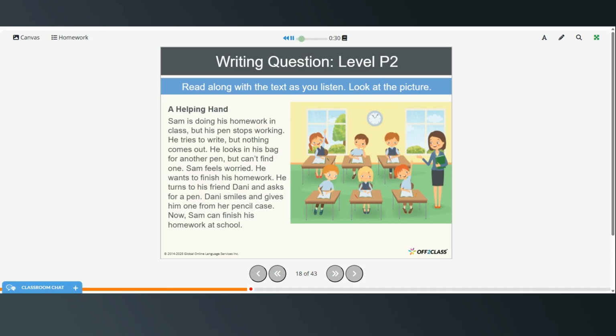A helping hand. Sam is doing his homework in class, but his pen stops working. He tries to write, but nothing comes out. He looks in his bag for another pen, but can't find one. Sam feels worried. He wants to finish his homework. He turns to his friend Danny and asks for a pen. Danny smiles and gives him one from her pencil case. Now, Sam can finish his homework at school.